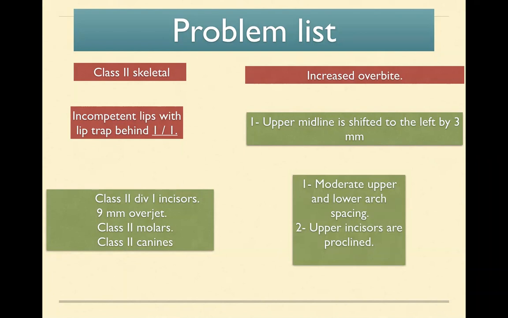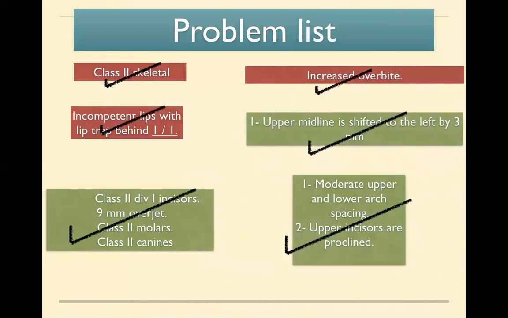Now, these are the problem lists. Now, we need to decide which of these problems we are going to treat and which we are going to accept. Let's just start with the skeletal. Yes, we're going to correct it, because we're going to use something we're going to see right now. Incompetent lips, here we're going to correct. Molar relationship and overbite, yes, we're going to correct. Midline. So basically, we're going to pretty much correct everything.